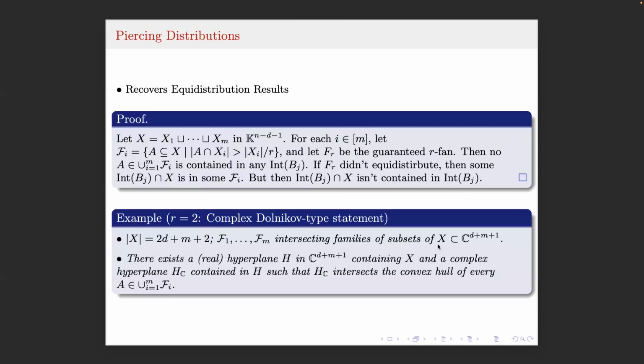Then now you're saying there's a regular 2-fan, so again, a real hyperplane lying in C^(d+m+1). And this real hyperplane contains all the points of X. And there's a complex hyperplane inside that hyperplane. And that complex hyperplane actually has to intersect the convex hull of every member of your family. So in Dolnikov, you have a hyperplane that's transversal to everything in the set. And now we have this complex hyperplane that's transversal to the convex hull of every member, because they can't lie in the interior of any of the two flats.